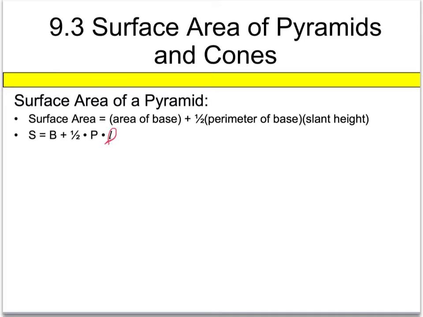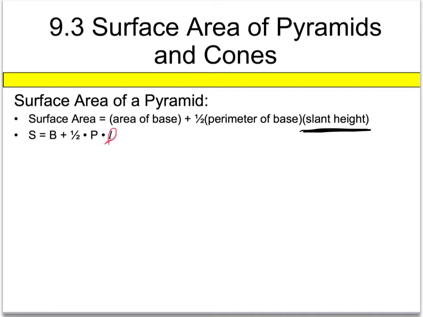Surface area of a pyramid, you are going to take the area of the base, add that to half times the perimeter of the base times the slant height. This is your key right here. You're using your slant height, not your height. You're using a slant height to figure out the surface area of a pyramid.